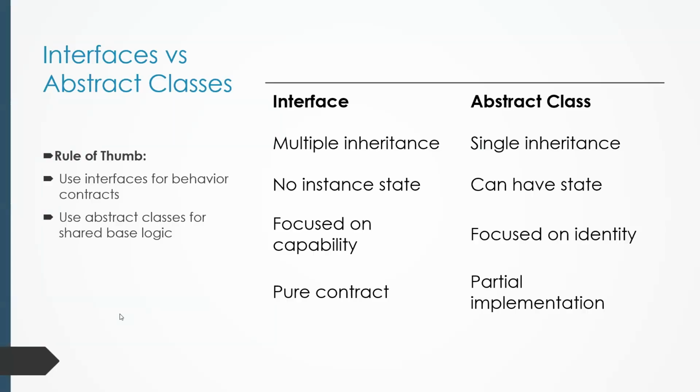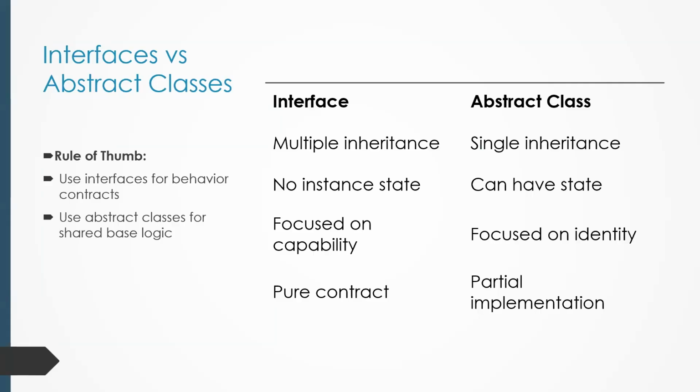So let's recap. Interfaces versus abstract classes. Interfaces support multiple inheritance, whereas abstract classes do not. Interfaces do not have any state. Abstract classes can have state. You just can't instantiate it. And neither interfaces nor abstract classes can be instantiated. It's not on the slide, but it's a very important detail to know.